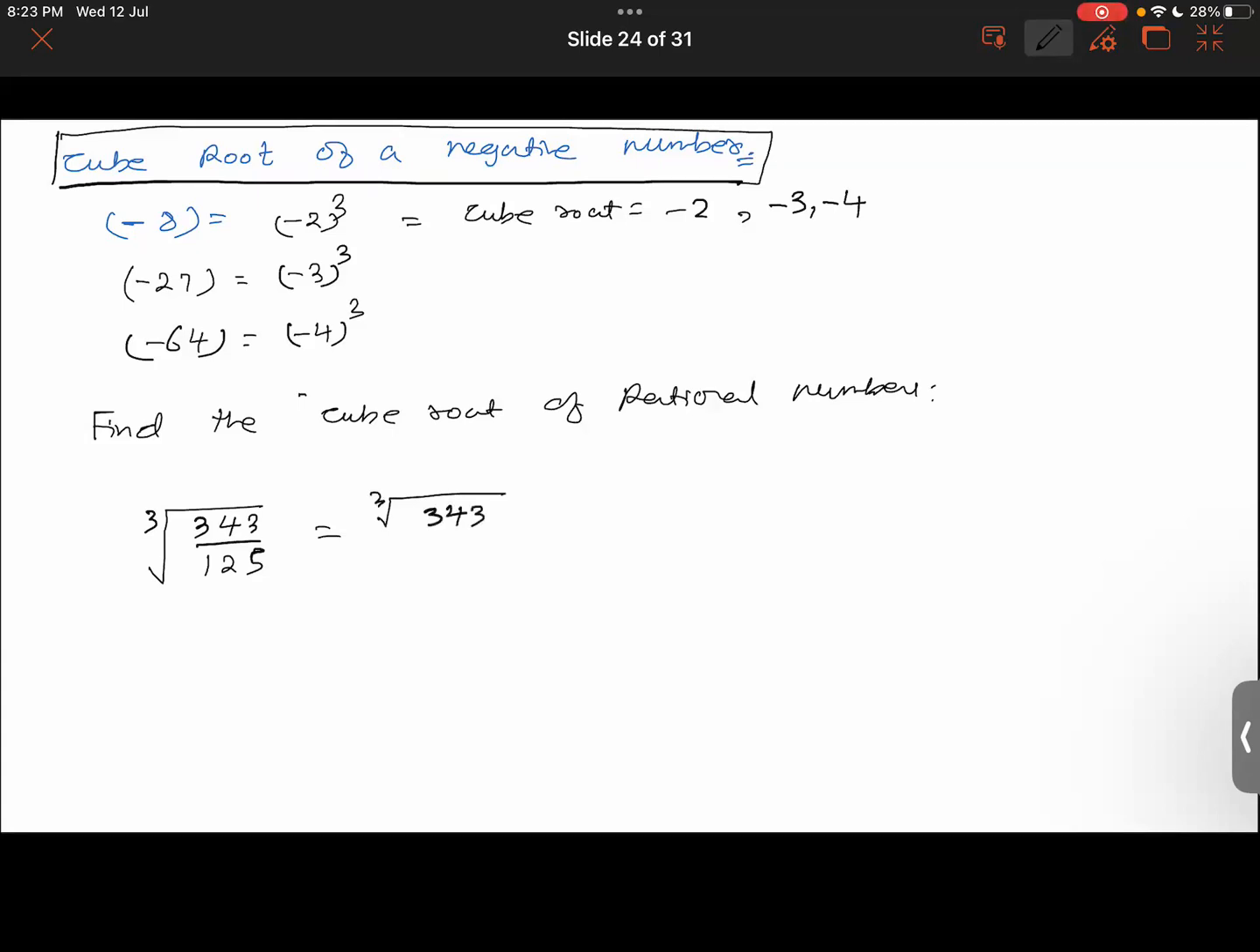First, you will separate the numerator and denominator like this, and write the numbers like this. Then simply prime factorize the numbers. That will be 7 multiplied 3 times and 5 multiplied 3 times. Now it will be 7 upon 5. So that is also pretty simple. This is how you can find the cube root of rational numbers as well.